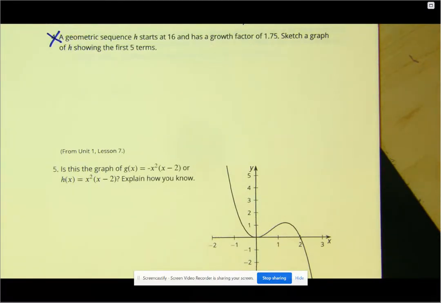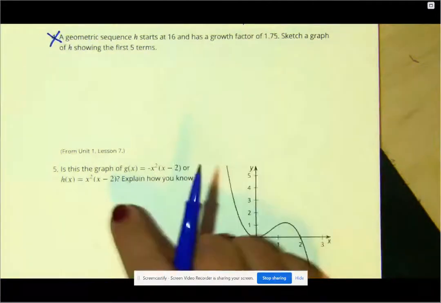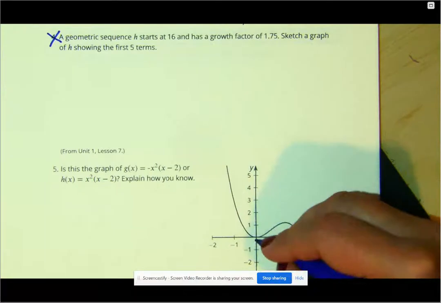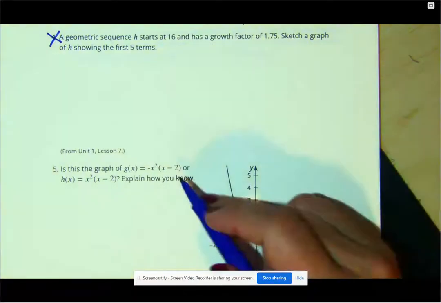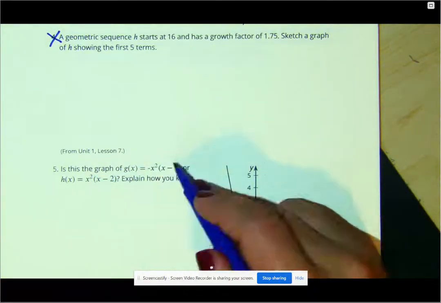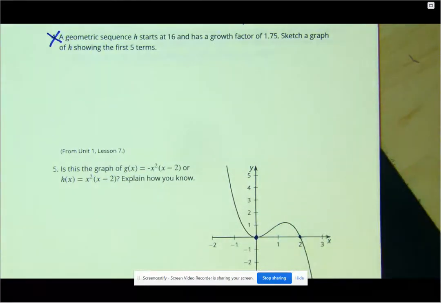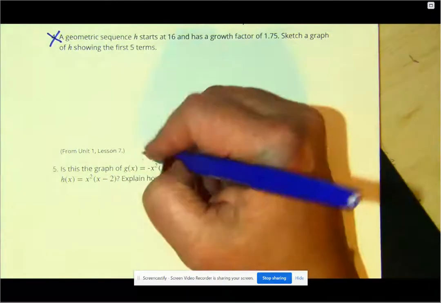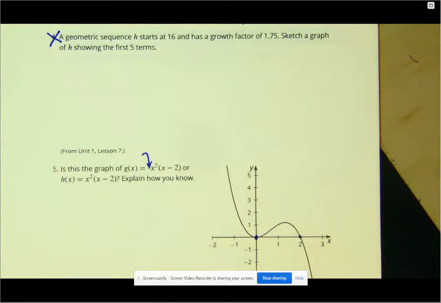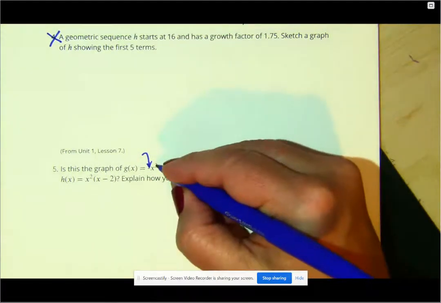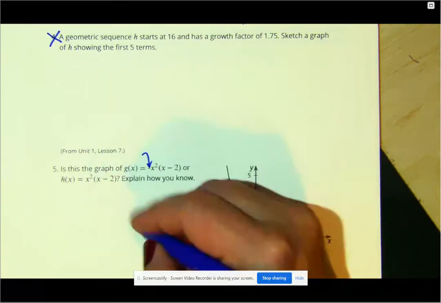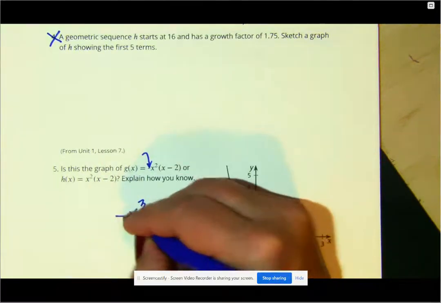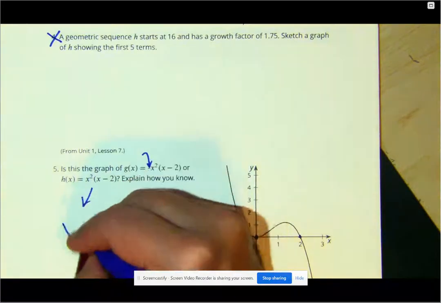Explain how you know. So first of all, for whatever reason, my eyes are checking the zeros first. They both have x squared, which means they touch at 0, and they bounce there because they have a multiplicity of 2, and then they both say x minus 2. So okay, that's good. So the only difference is this one has a negative in it in the front. So overall, they're both third degree, but this one has a negative in front and this one has a positive.